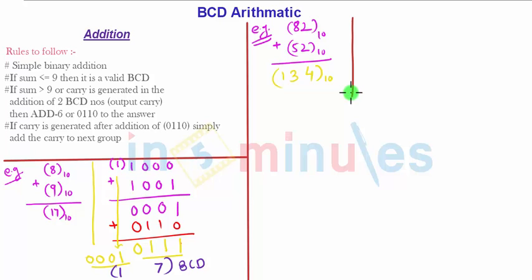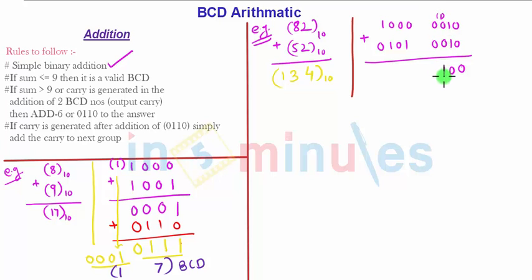Packed BCD format means what? I will represent 8 separately and 2 separately, which together comprise 82, and in the same way I will do it with 52. So this is 82 and this is 52. I will add these numbers by simple binary addition. The addition will be 1 plus 1 is 0, carry generated here is 1, so 1 plus 0 is 1, again this will be 1, 0, 1, 0, 1, 1.